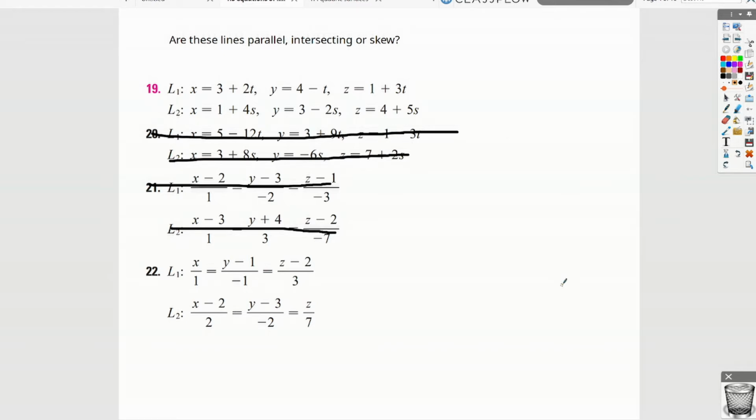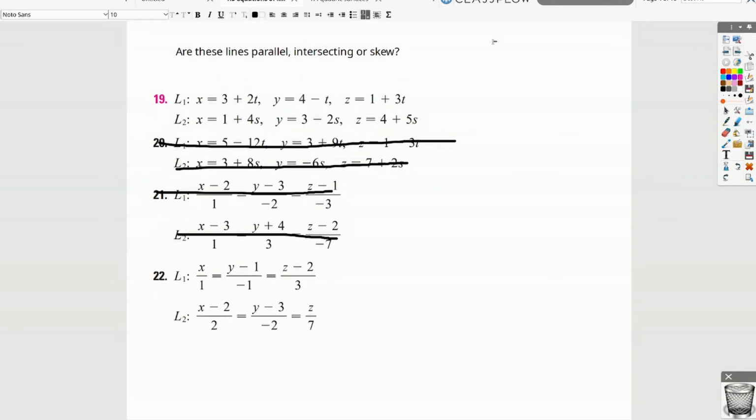Now, 3 vocabulary words that I'm going to have to write down, I guess you could say. I forgot to write them down. What is parallel, intersecting, or skew? Well, intersecting is quite obvious. Intersecting is if 2 lines cross each other. That's literally it, right? If 2 lines cross each other at a point. That's intersecting.